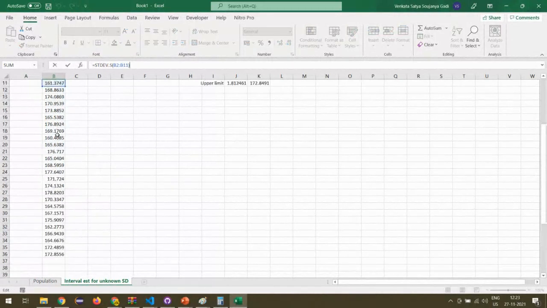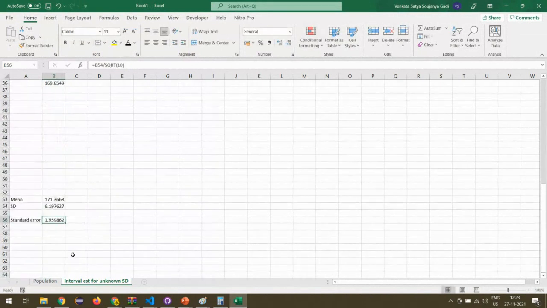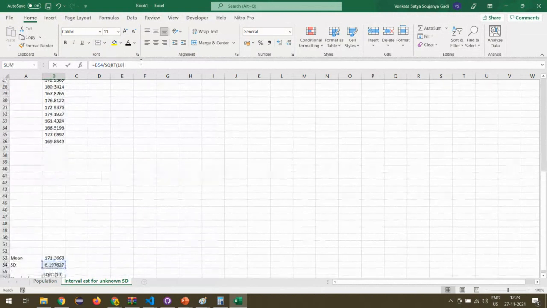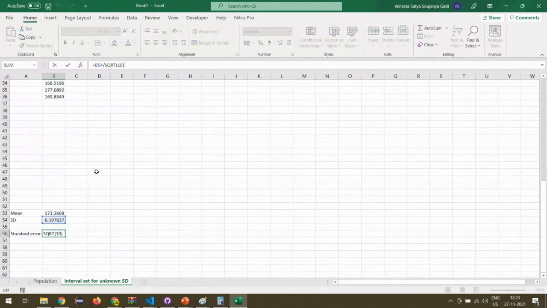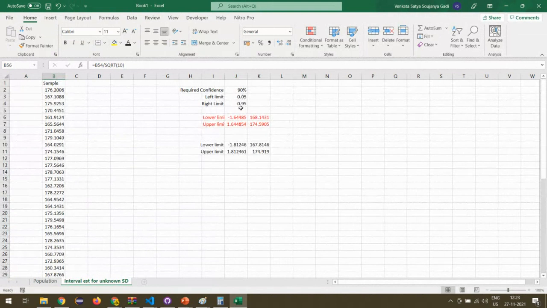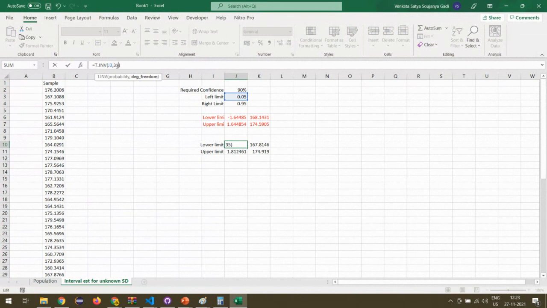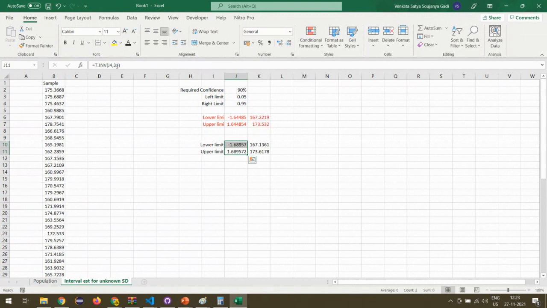Standard deviation again. Standard error. Okay, so here we have this. Here, instead of 10, the degree of freedom now is 35, right? Now if we see, these values are very close. That's why we say when it is more than 30 samples, we can go with the normal distribution as well.